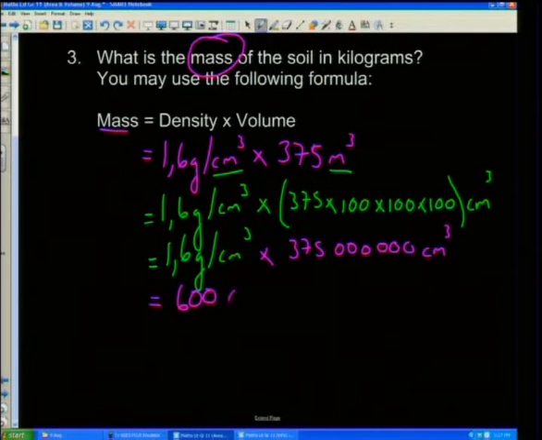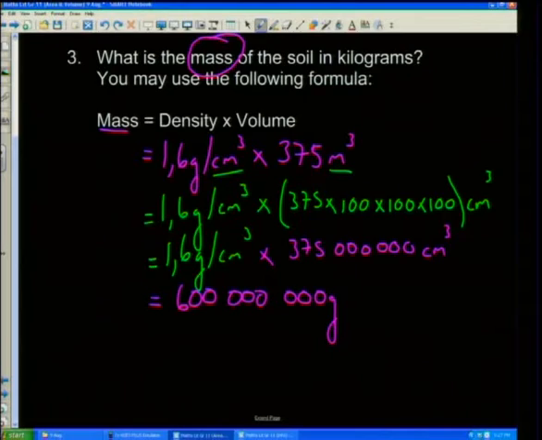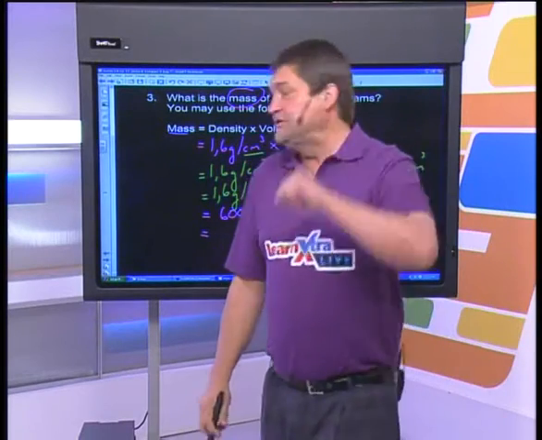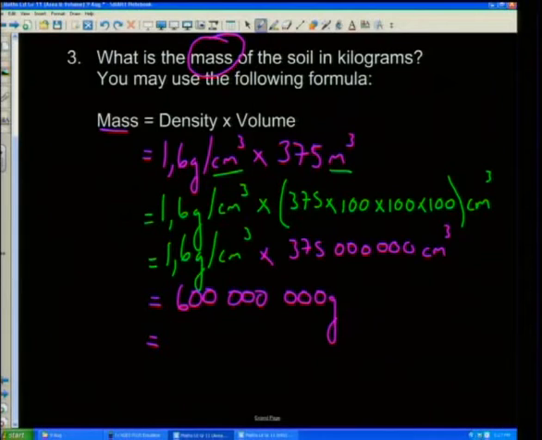600 million grams. But we're not finished with that question. Why are we not finished with the question? Guys, let's read the question. It says, what is the mass of the soil in kilograms? But we found the mass. So what's the problem?